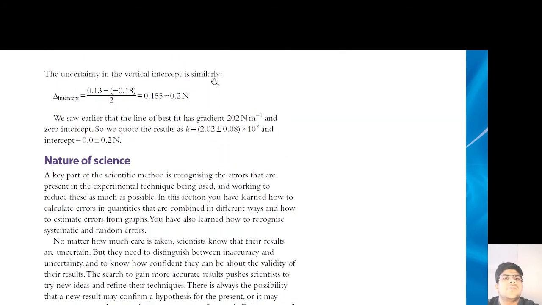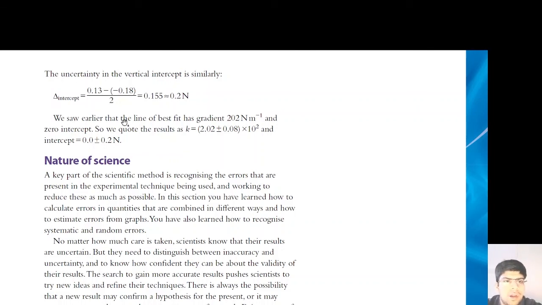The uncertainty in the vertical intercept is similarly delta intercept equals 0.13 minus (negative 0.18), so a negative and a negative sign gives positive, over 2. So it will be 0.155, which is approximately 0.2; just take the approximate estimate.